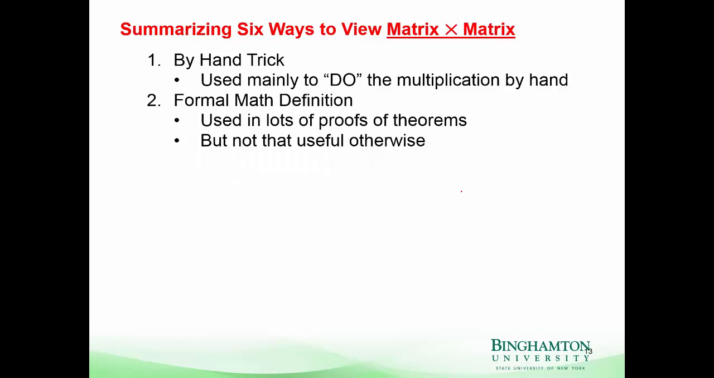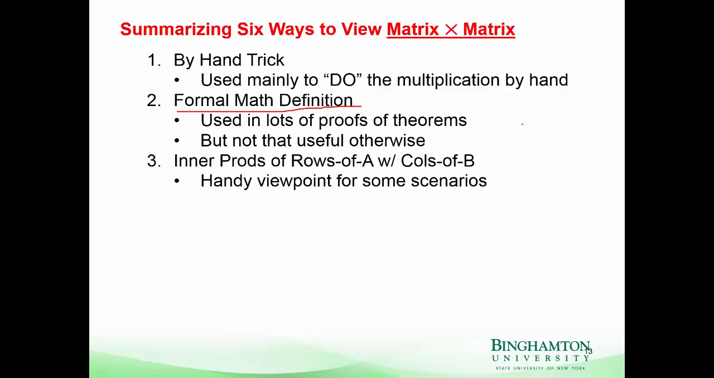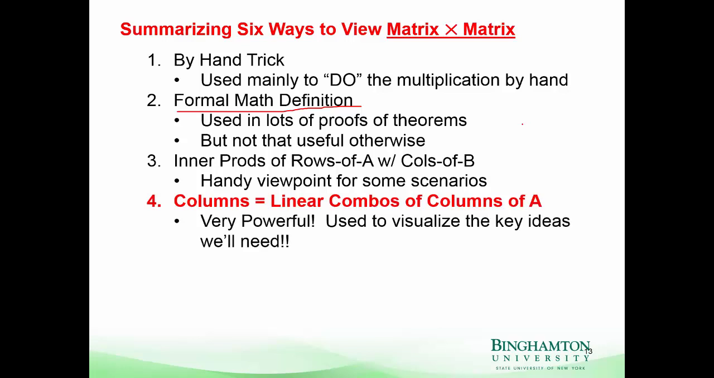I guess I should not be on the third tip yet, or the third view. In that case, the formal math definition is precisely what you need, because it gives a very formal mathematical rule for how to compute the elements. Okay. The third view is the inner products of rows of A with columns of B. And this is certainly a handy viewpoint in some scenarios.